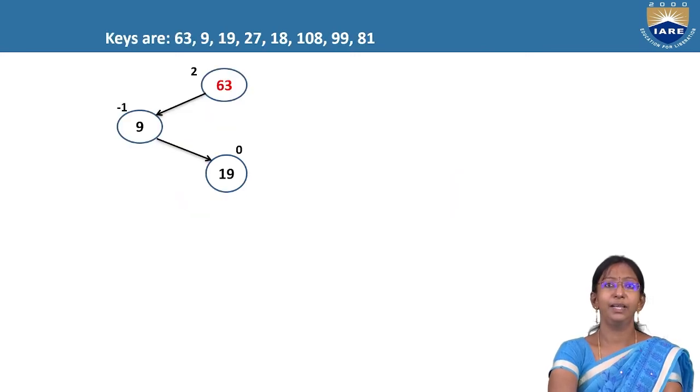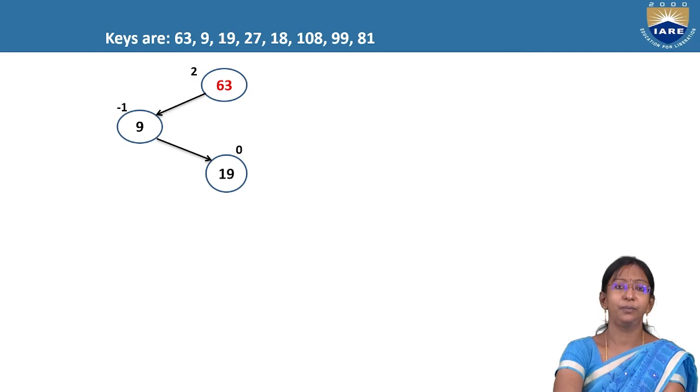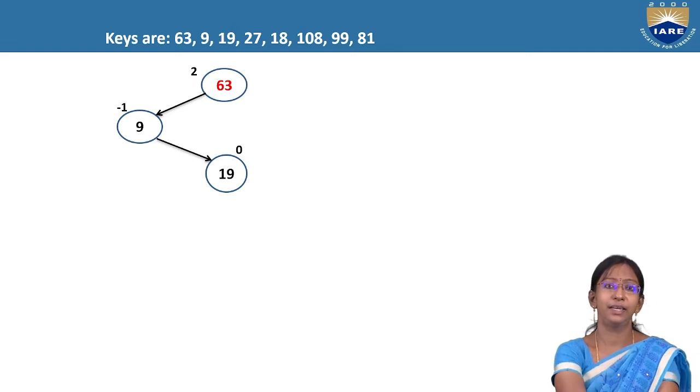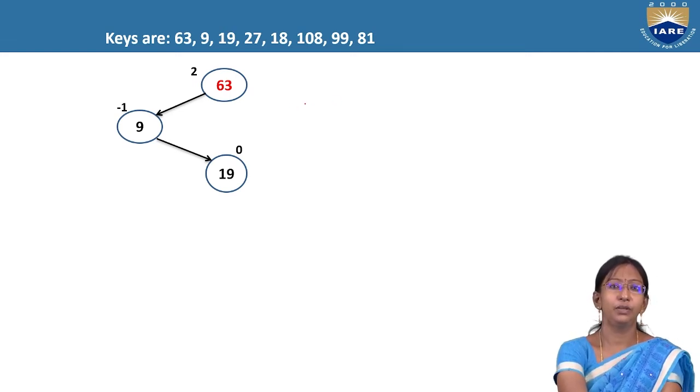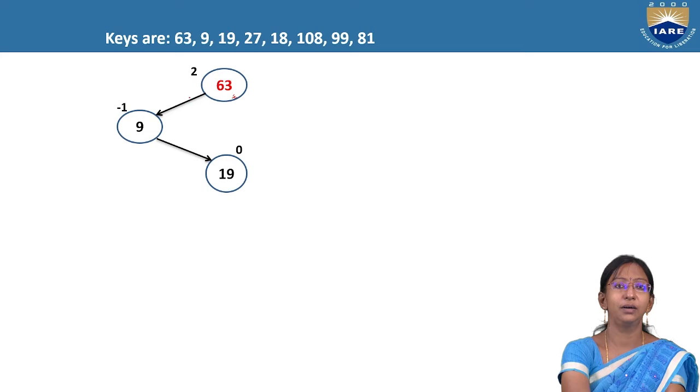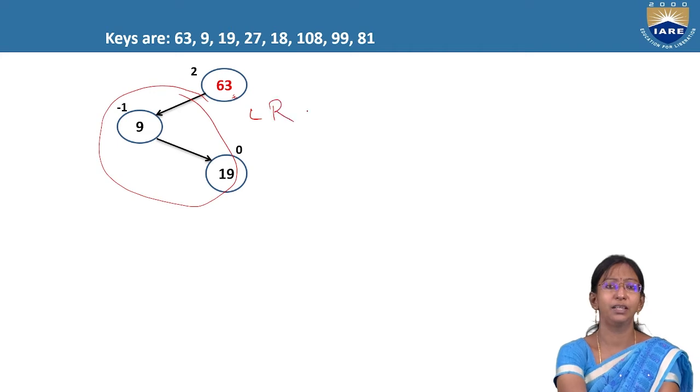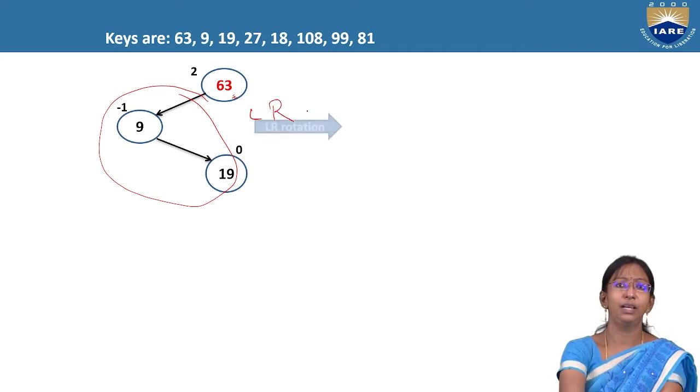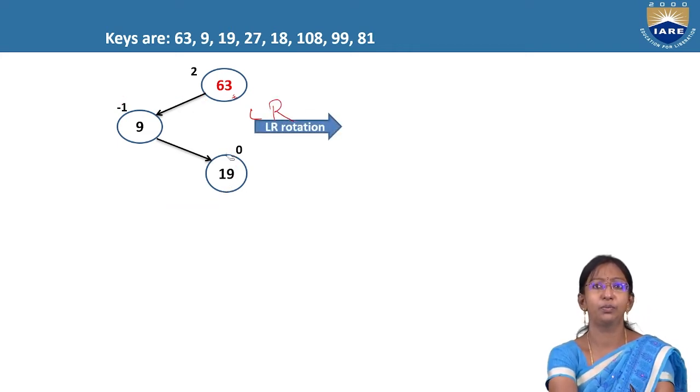Right? So next, insertion of 19. As I inserted 19, the root node lost its balance. Its balance factor is 2. So why did it lose balance? Because in its left subtree you have inserted an element in the right. So you have to adopt left right rotation.